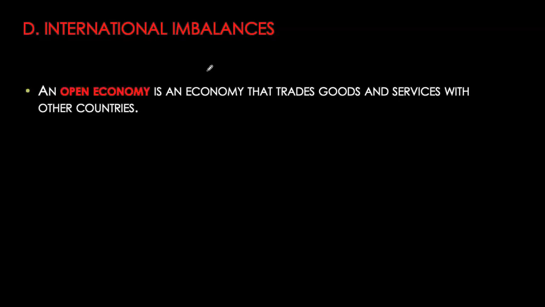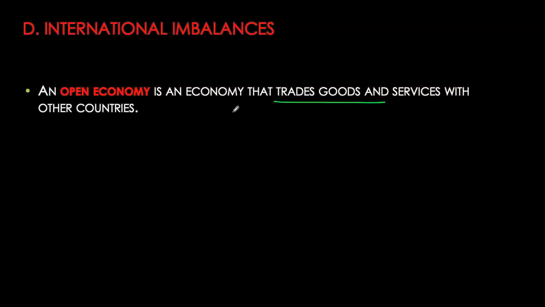Lastly, a major concern for macroeconomists is international imbalances. And what do we mean by international imbalances? This is when we are trading with the rest of the world. How much are we earning versus how much we are spending on foreign goods and services? So an open economy is an economy that trades with the rest of the world. A closed economy, in contrast, would be an economy that does not trade with the rest of the world.